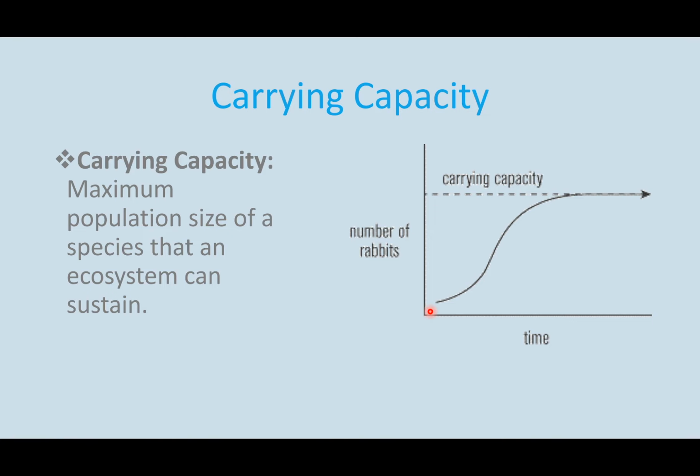Our rabbit population is represented by the solid line. Over time it starts to increase, and then we eventually hit a point, or an imaginary line, which is the carrying capacity, where it maxes out. So basically this is that maximum population size, or the maximum number of rabbits that the ecosystem can sustain, again, based on the resources available.